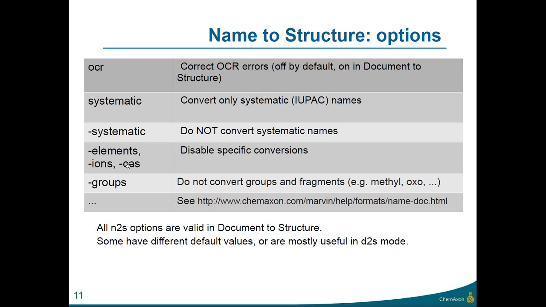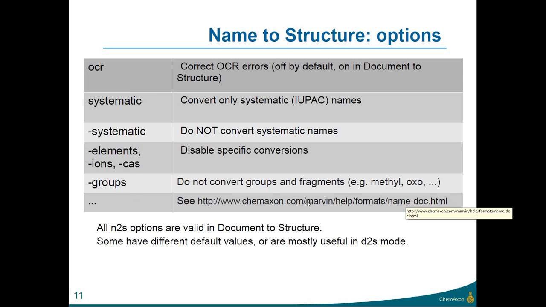CAS number conversion. It's quite easy to recognize if it's a CAS, so basically it doesn't take any time unless the input is actually a CAS. But maybe you don't want to do it because it's using a web service, so you can disable it. That's disabled for document to structure by default, but you can activate it if you want. Groups is an option that will stop converting fragments, groups, things like methyl, oxo, so things that are not complete structures. By default, they are converted, so everything you give will be converted, but you can customize that.